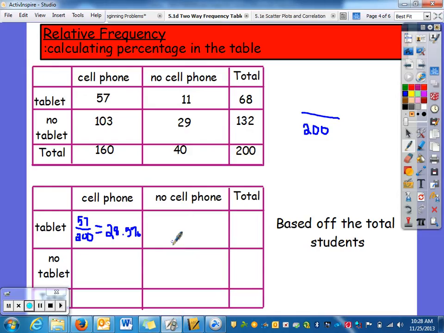So let's do another one together. So here we have 11 who have a tablet and no cell phone, and I'm going to take that over 200. And that should be 5.5%.